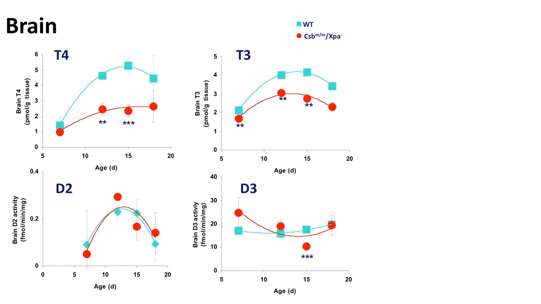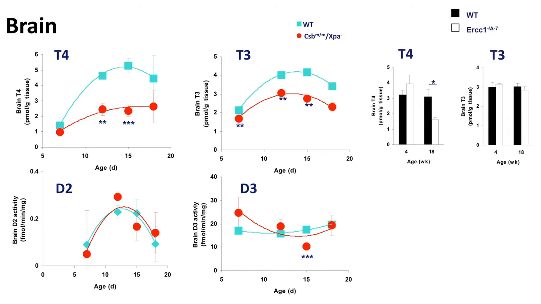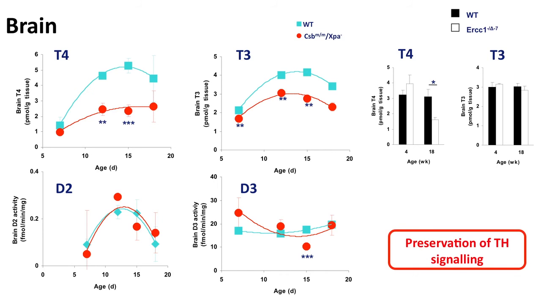So we then investigated the brain. Again, T4 and T3 levels were lower, but here it appears that T3 is less affected than T4. And also the activities of the D2 and D3 enzymes were not different between the accelerated aging model and the wild types. And also in the ERCC1 mice, although T4 levels were lower when they were 18 weeks of age, T3 levels were maintained in the brains of these animals. So it appears that in the brains of these animals, thyroid hormone signaling is preserved.